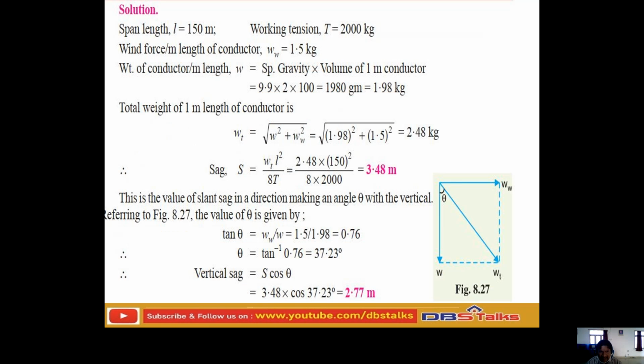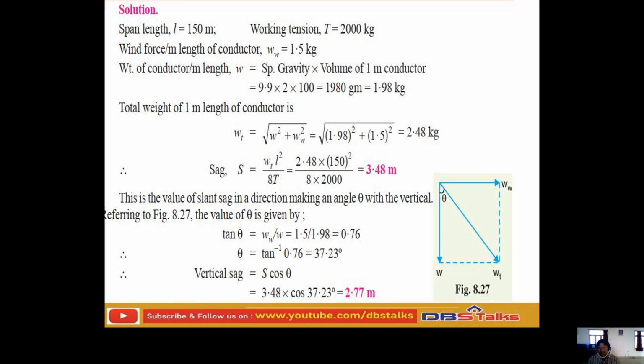The given data: span length L is 150 meters, working tension T is 2000 kg, wind force per meter length of the conductor Ww is 1.5 kg, and weight of the conductor per meter length is specific gravity multiplied by volume of the conductor, that is 9.9 into 2 into 100, that is 1980 gram or 1.98 kg.